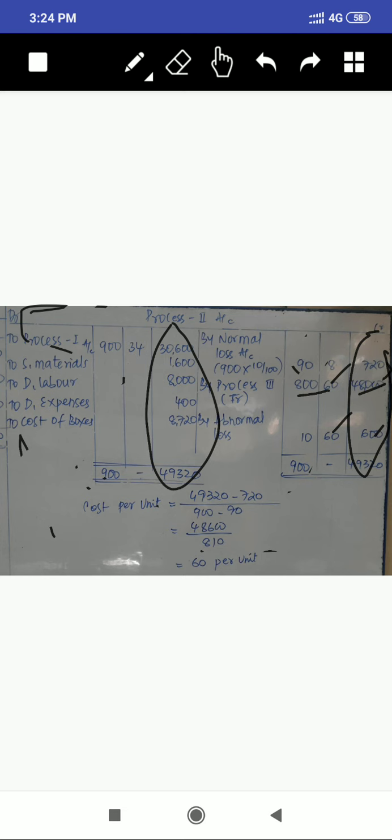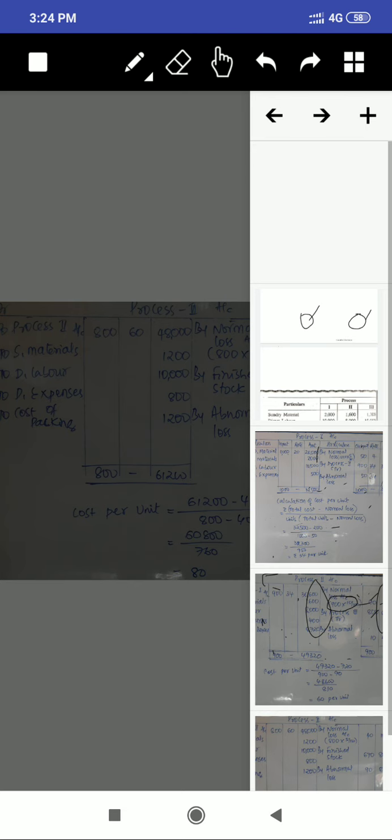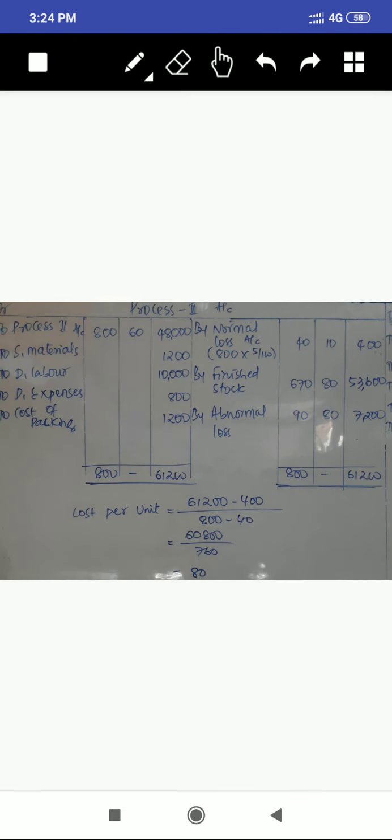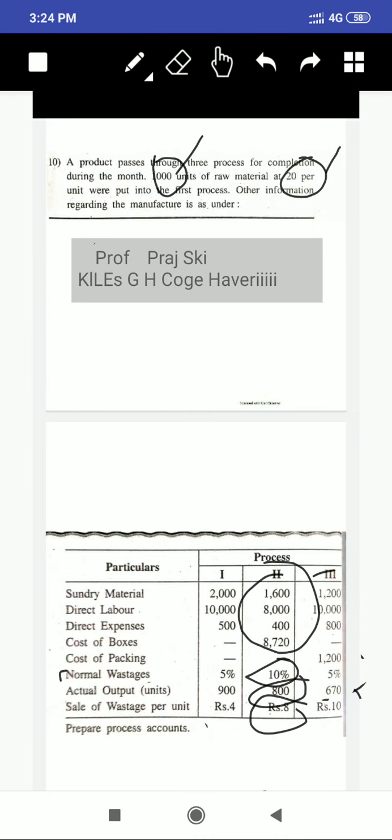Then move to the next process. Next process means what? The second process is this, the third process. It is transferred to the next process now. Process 2 to process 3 account, like this. You see, the first entry comes from the previous process. This information comes from the previous process. This information also comes from the previous process. For the remaining information, once again you see the question.